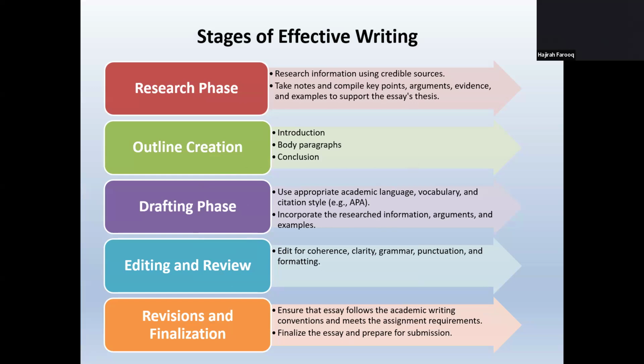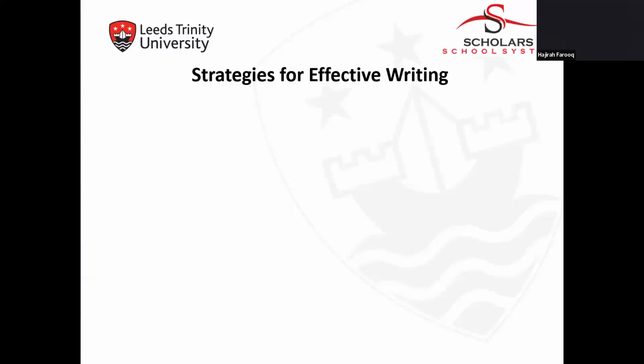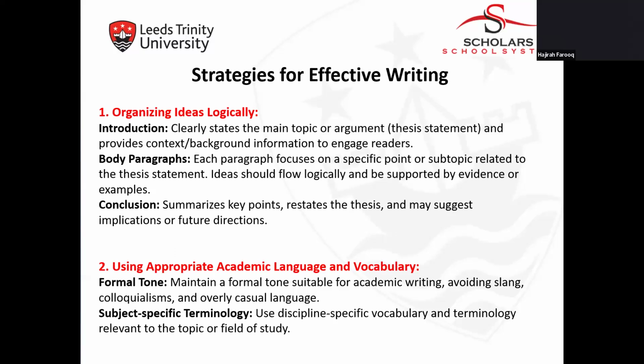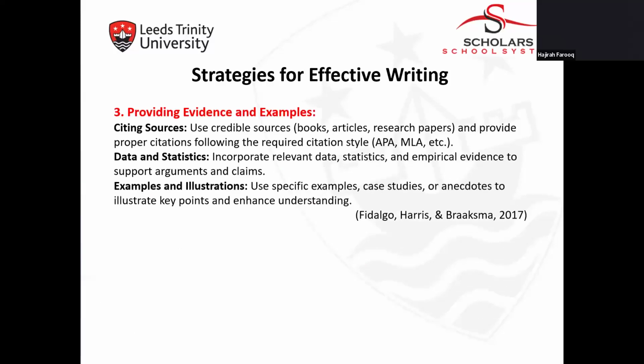Then we discussed the stages of effective writing. So there's a research phase where we do the research, then we create an outline, then we do the drafting, then we edit and review everything that we have collected and written so far, and then lastly we revise and make the finalizations in our writing. Then we discuss some of the strategies for effective writing. Some of the strategies include organizing the ideas logically, using appropriate academic language and vocabulary, such as formal tone and subject-specific terminologies. Then also providing evidence and examples can be one of the strategies, such as citing the sources, citing all the data and statistics, and presenting all the examples and illustrations for better understanding of the reader.